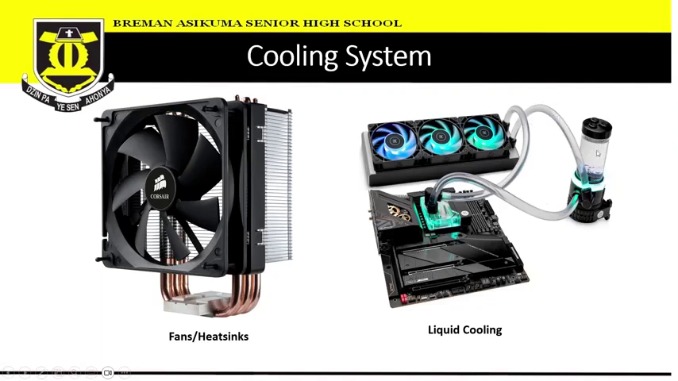This is a circulating system: the hot water moves from here and is cooled down here, then comes back to this container, which pumps the cold water out again to cool down the system. When it gets heated, the hot water is transferred through this tube, cooled down, and sent back again. So that is how the liquid cooling system works.